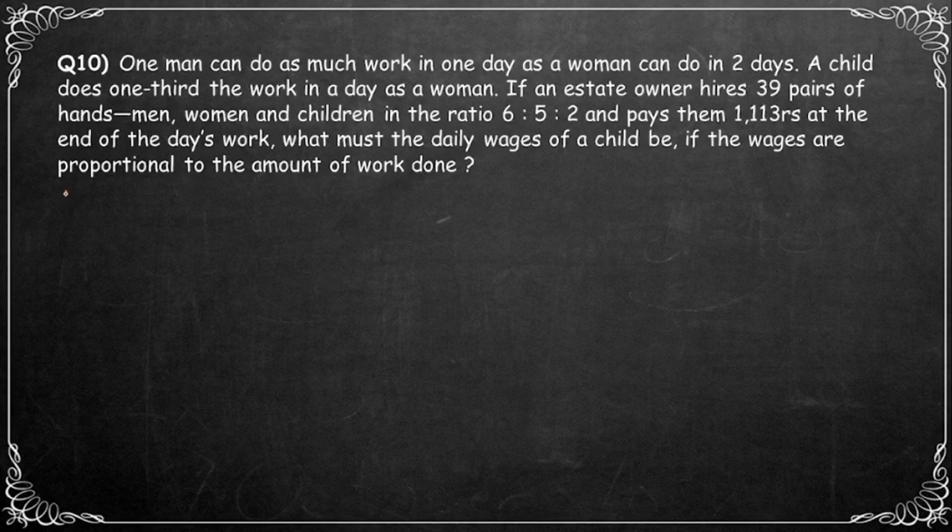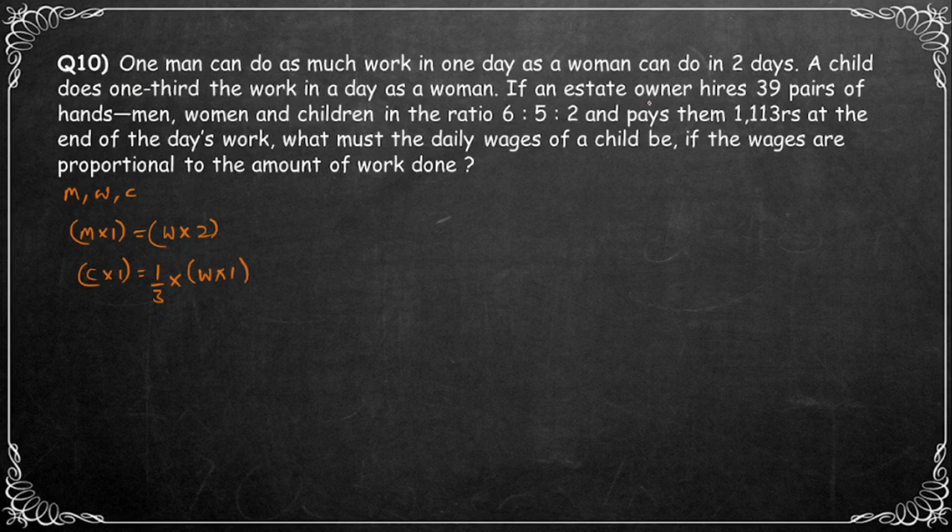So if we take efficiencies as M, W and C, we can write equation for per sentence. One man can do as much work in 1 day. So the amount of work that he has done is productivity into time, which is 1 day. It is woman can do it in 2 days. So woman working for 2 days. So this is the amount of work. So M is equal to 2W. Now the next sentence is a child does 1/3 of the work in a day as a woman. So that means the amount of work done by child is 1/3 of the work done by woman in 1 day. So C is equal to W by 3.